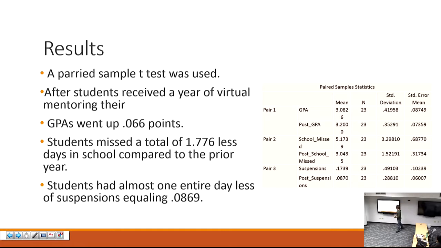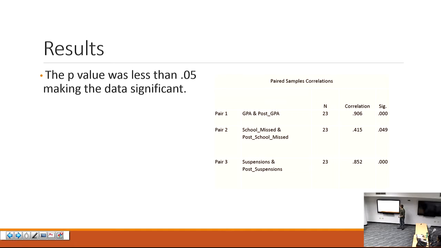After students received the year of virtual mentoring, their GPAs went up 0.066 points. Students missed a total of 1.776 fewer days in school compared to the prior year, and students had almost one entire day less of suspensions, equaling 0.0869. The p-value for the results was less than 0.05, making the data significant.